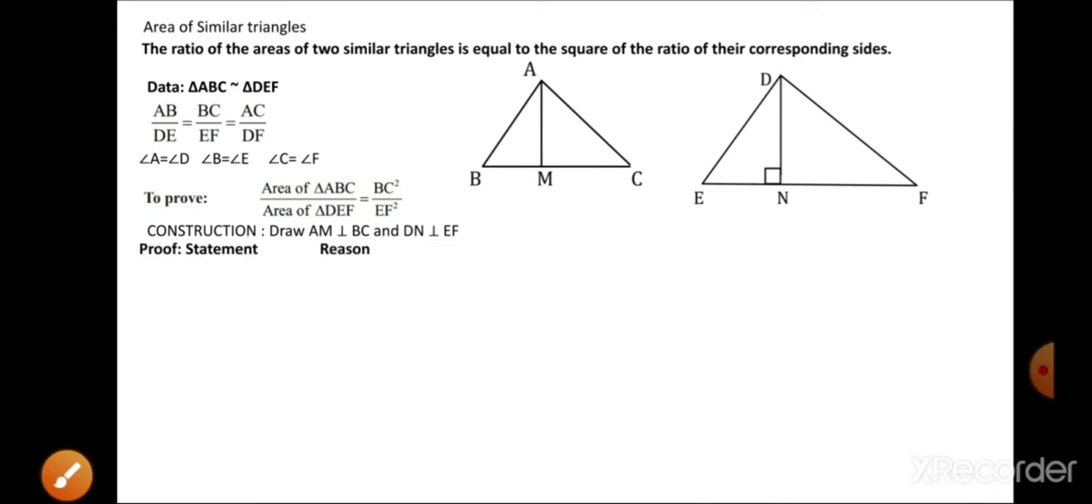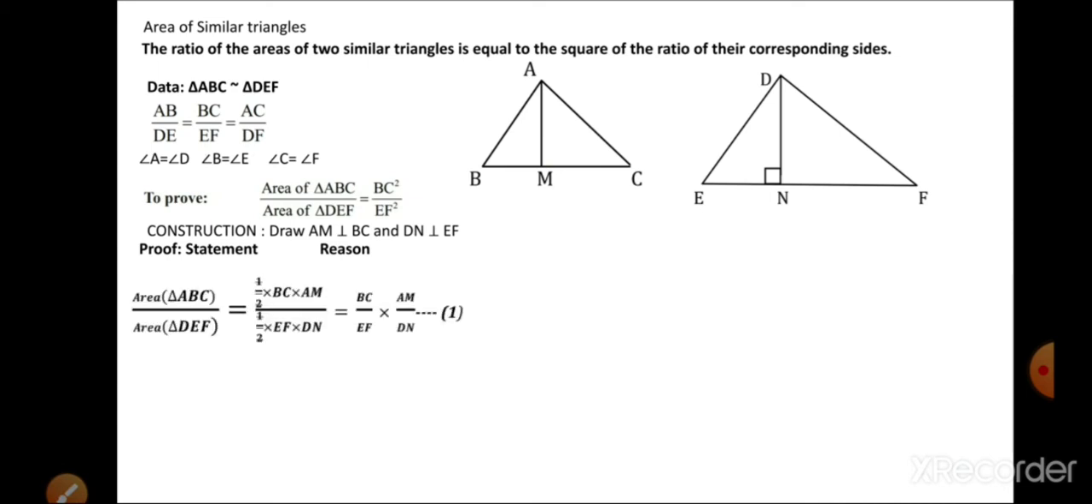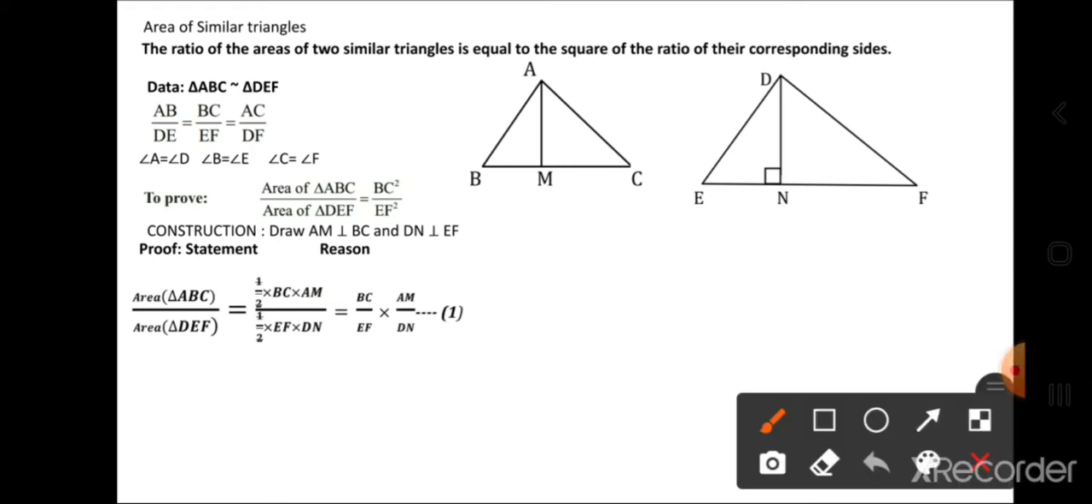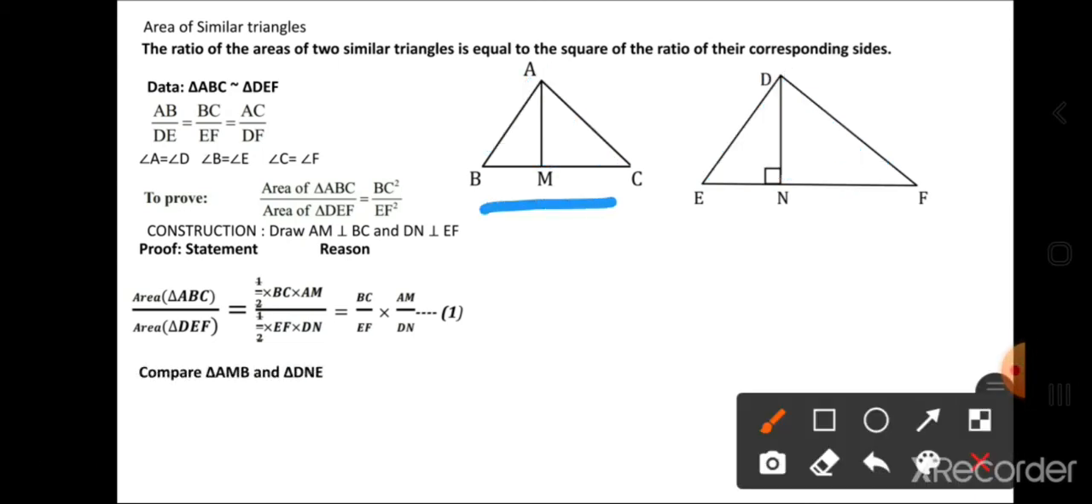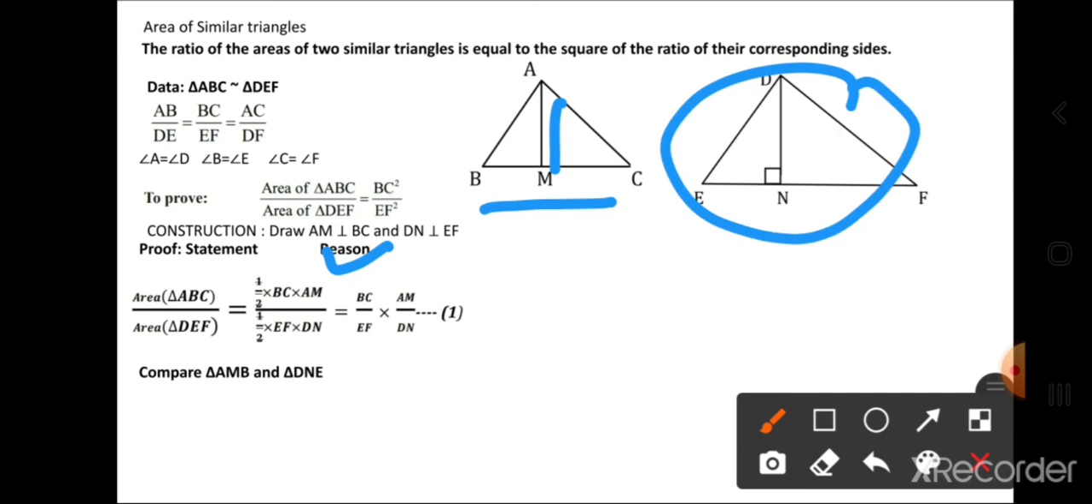The next part is the proof. It consists of two parts, statement and reason. The first thing we are going to write is the area of triangle ABC divided by the area of triangle DEF, which is equal to half of base into height. Here, in triangle ABC, BC is the base and AM is the height, so half of BC into AM, which we have written here. Whereas for this triangle we have written half EF into DN, that is base into height.